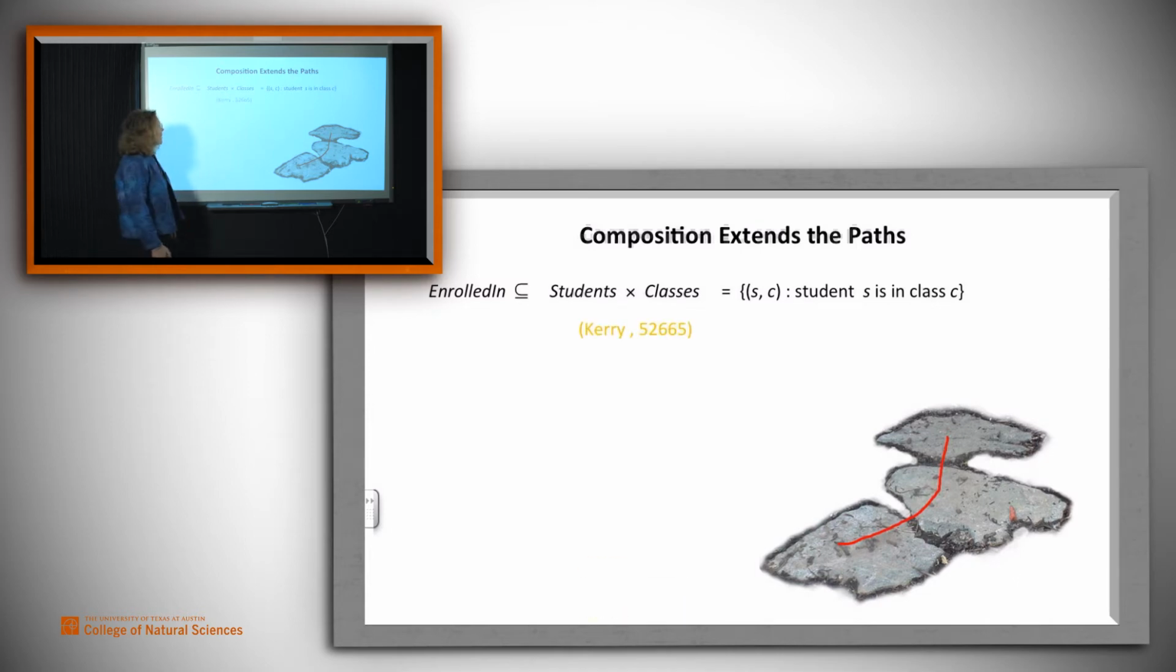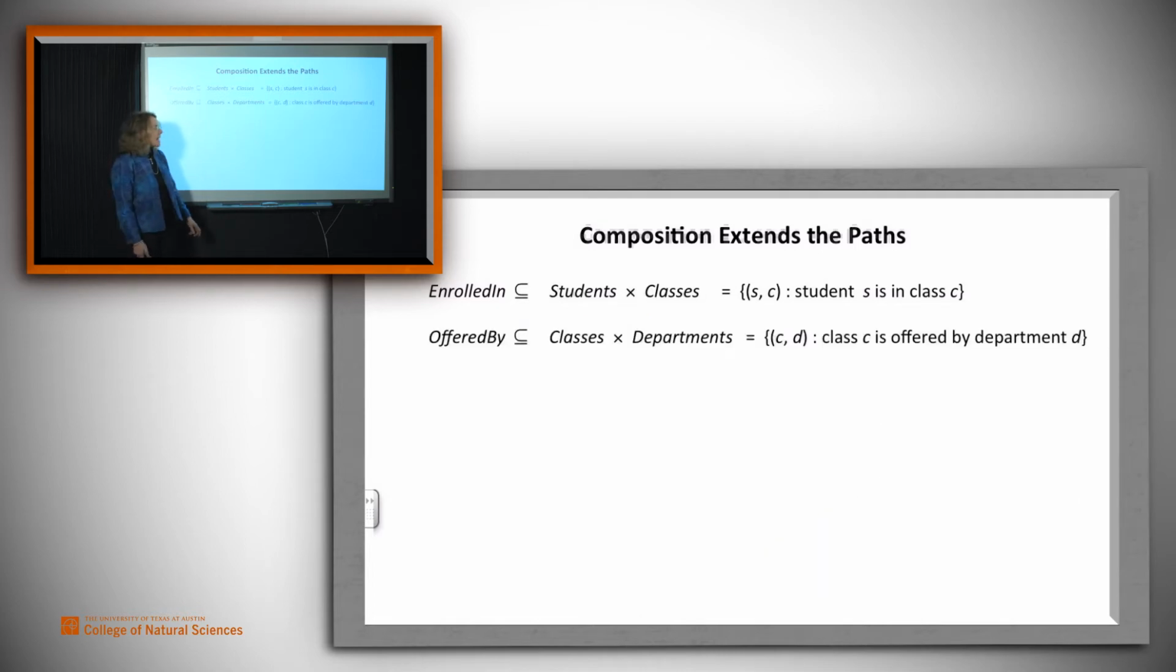Suppose that we again know that Carrie is in 52665. But let's add another relation now. Offered by relates classes to departments, just in case class C is offered by department D. So Carrie's 52665 may turn out to be a CS class, and there it is. All right? So we relate those guys.